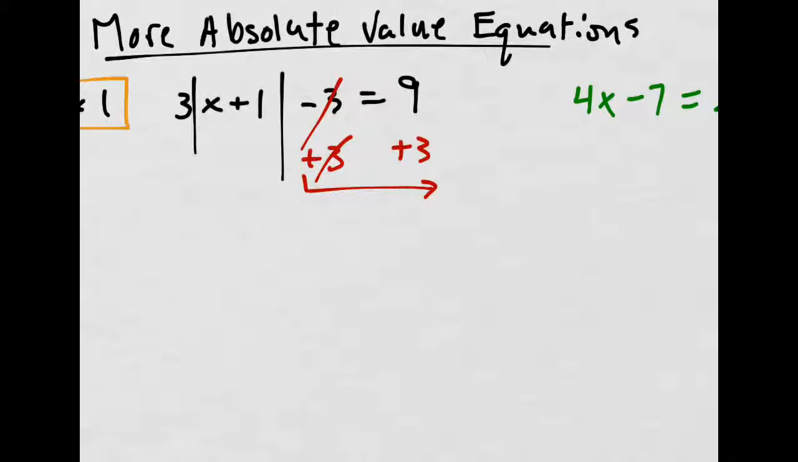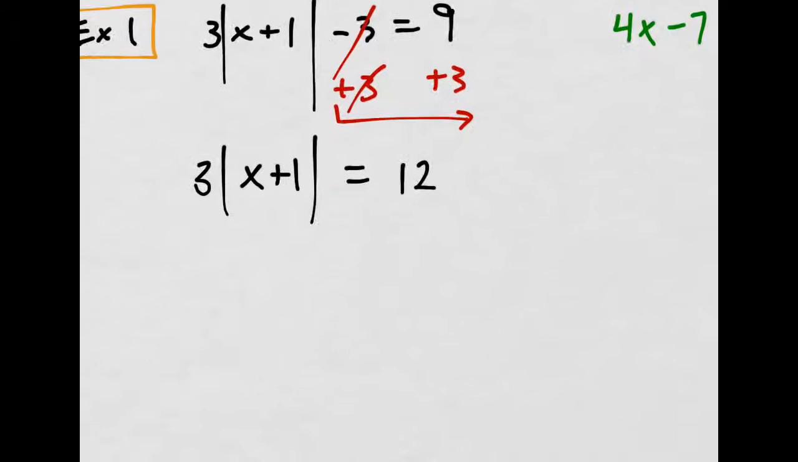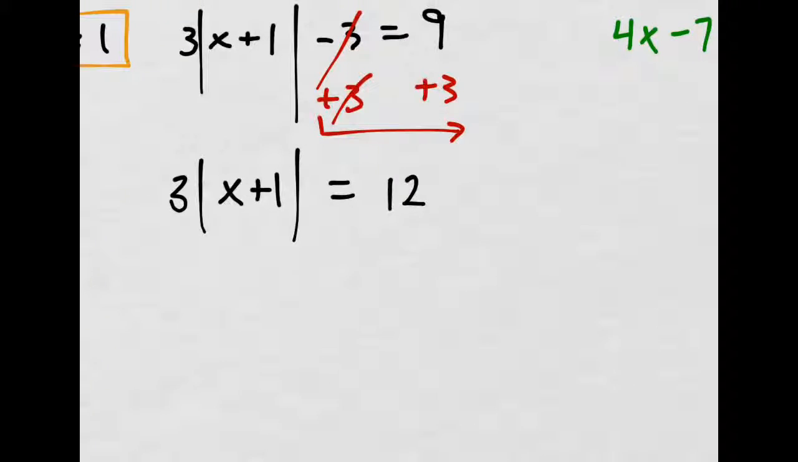Same on this. We would have to add the 3 over, because it's the opposite. A lot of people aren't doing the opposite. You got to do the opposite. And then divide. So let's see what happens here. Now I have 3 times the absolute value of x plus 1 equals 12. Okay, now I divide the whole thing by 3, and that cancels out.